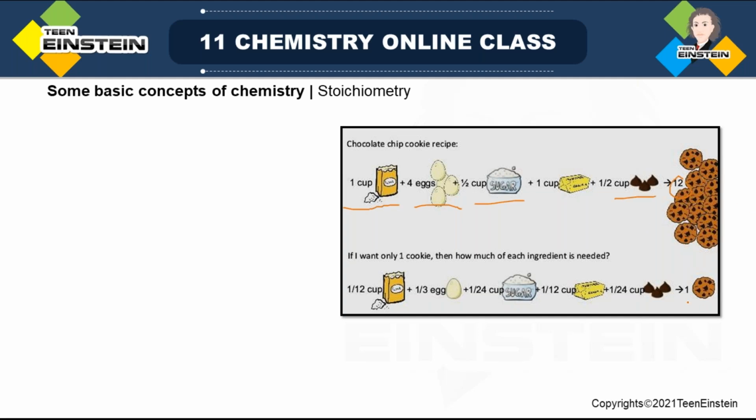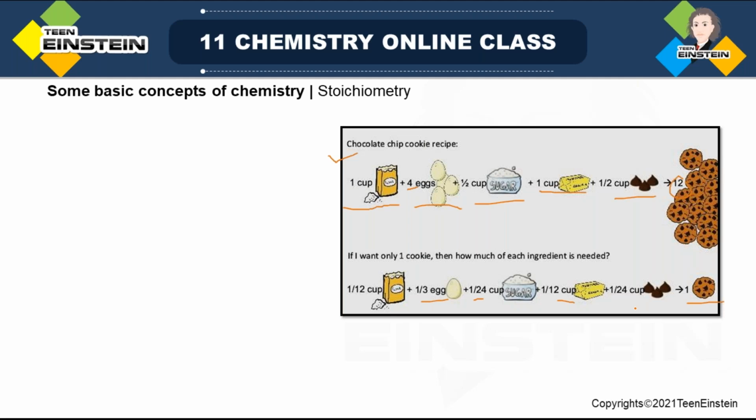But suppose you just want to prepare 1 cookie. From this first information, you can easily understand what the measurement of each of these 5 required ingredients should be. So now you have to divide everything by 12. So 1 cup of flour will now be 1 by 12 cup of flour. Then eggs, it will be 4 divided by 12, which is 1 by 3. Half cup of sugar will be 1 by 2, then divided by 12. That means it is now 1 by 24. 1 cup of butter is now 1 by 12 cup of butter, and half cup of chocolate chips is now 1 by 24 cups of chocolate chips.